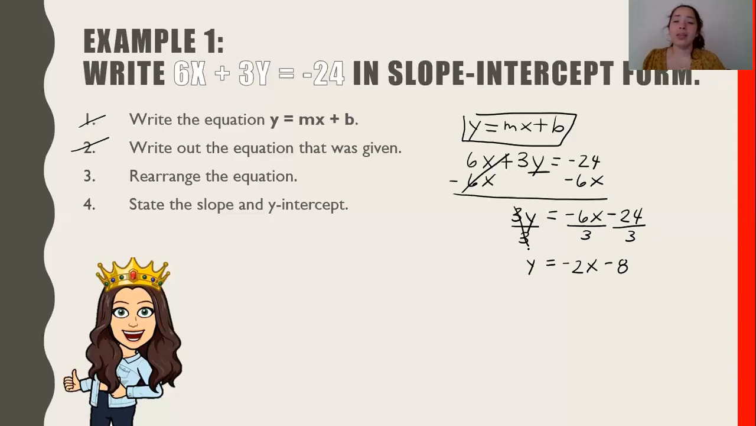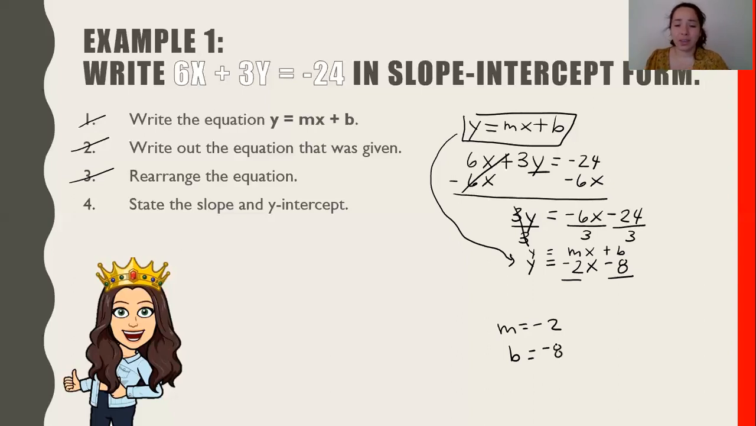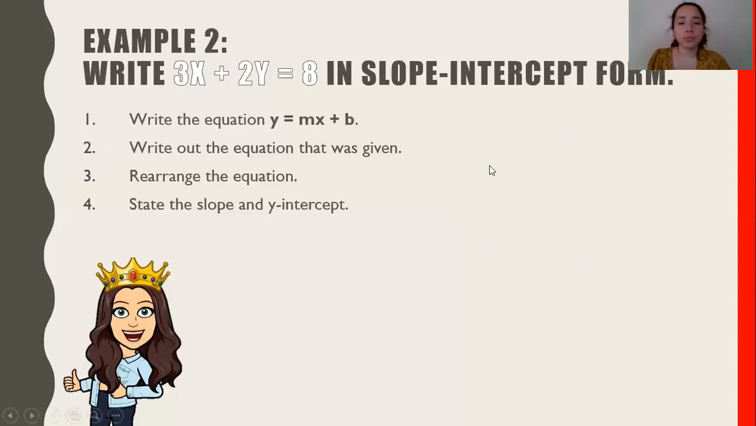And now that is slope-intercept form, because notice now it looks like this equation. These two match because we have our y equals m, which is negative 2, x plus b, which is negative 8. Now, what is my slope here? My slope is negative 2. And what is my y-intercept? My y-intercept is negative 8. And that's how we solve this equation.